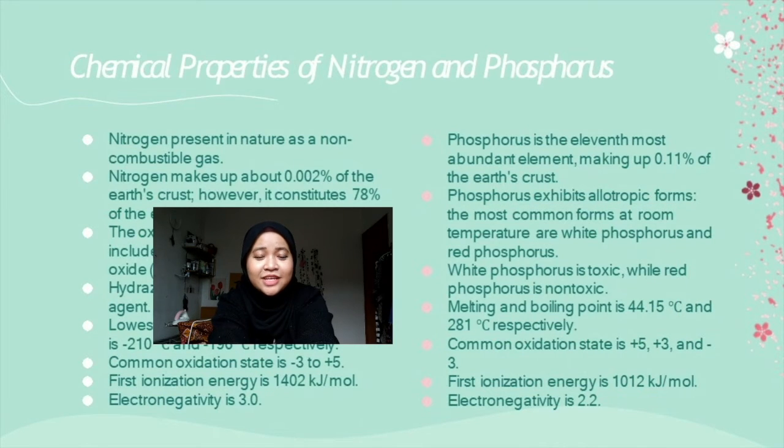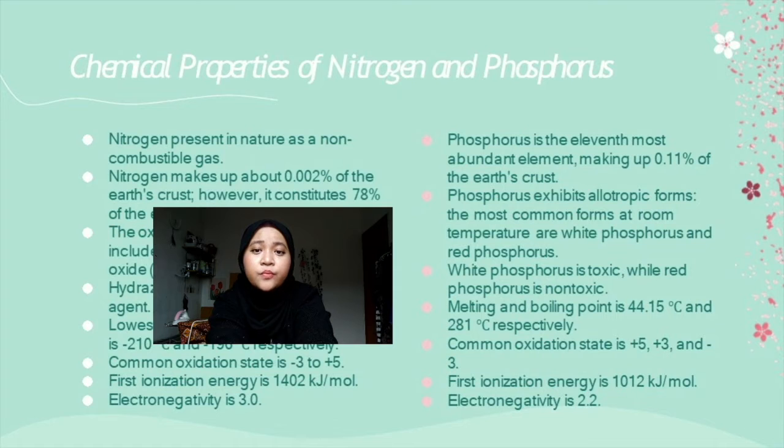Next, let's look at the right side of the slide. These are the chemical properties of phosphorus. Phosphorus is the 11th most abundant element, making up 0.11% of the Earth's crust. The main source of phosphorus compounds is phosphate rock. Phosphorus exhibits allotropic forms. The most common forms at room temperature are white phosphorus and red phosphorus. White phosphorus is toxic, while red phosphorus is non-toxic.